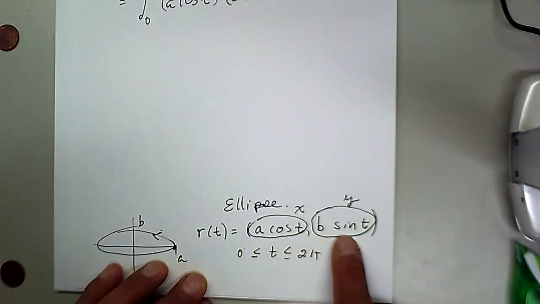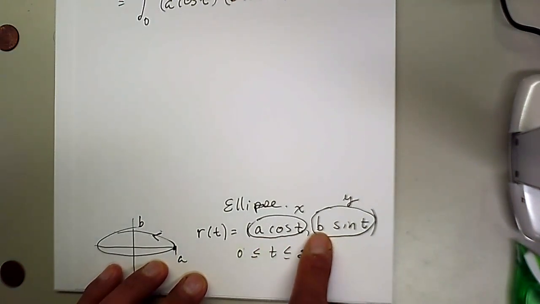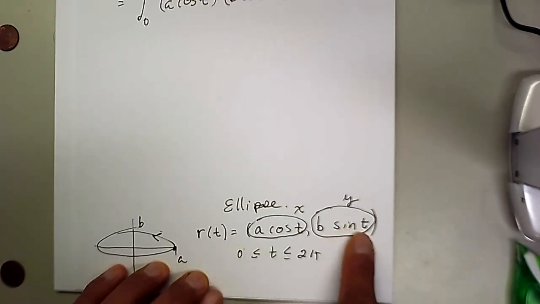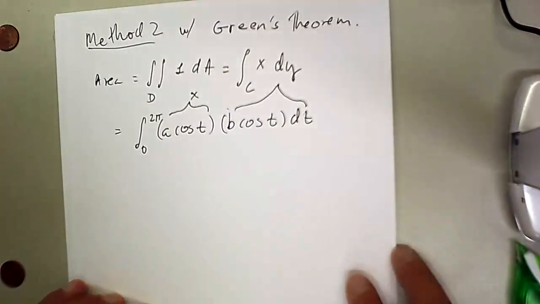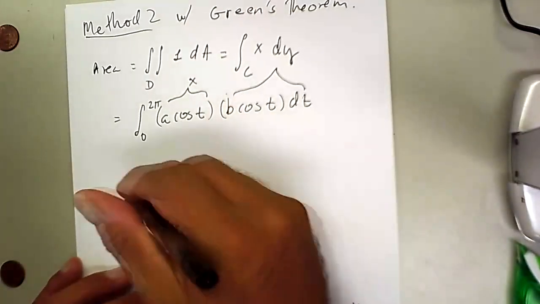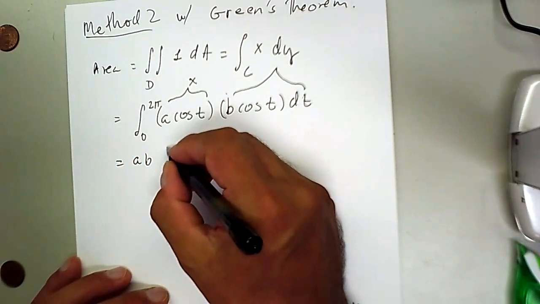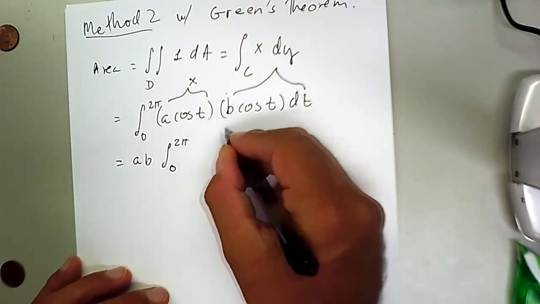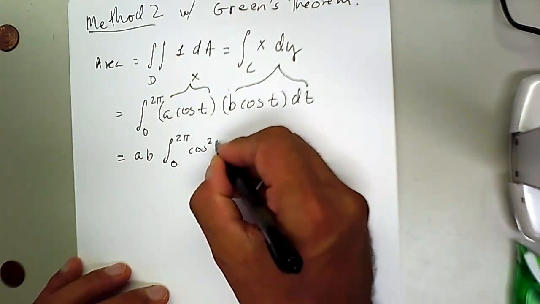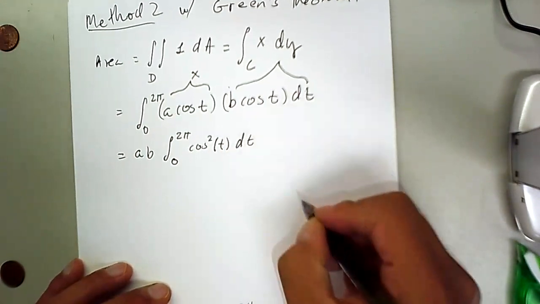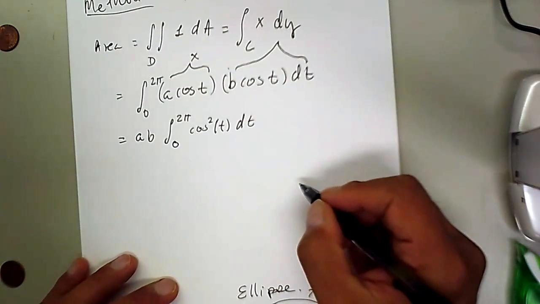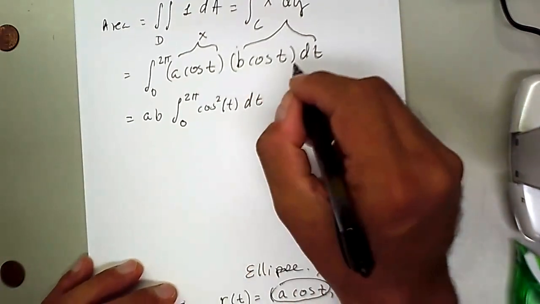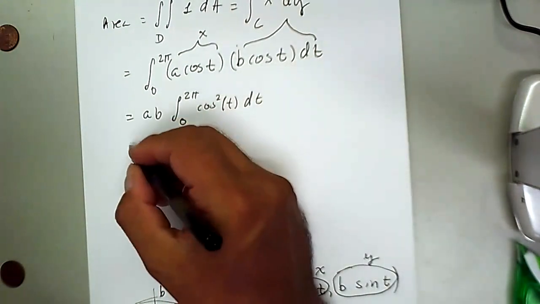So x dy. X, this is y, not dy. To get dy, find the derivative with respect to t, which would be b cosine of t, times dt. Okay, so we really have a b times a simple integral from 0 to 2 pi of cosine squared of t dt. Okay. There's an important thing I need to mention, but I'll come back and mention it in a moment.